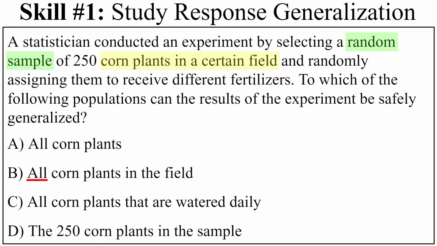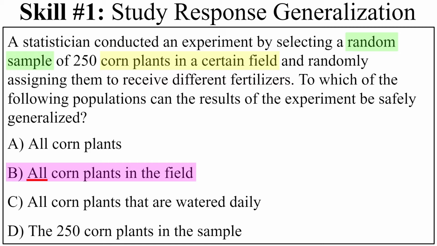So that's all good. And again, remember, random assignment doesn't even matter because the question's not asking about cause and effect, it's asking about generalizing. So we don't even really care if it's cause and effect, but I suppose we could conclude cause and effect as well. They say it's corn plants in a certain field, so the population is all corn plants in a certain field. So it's B.